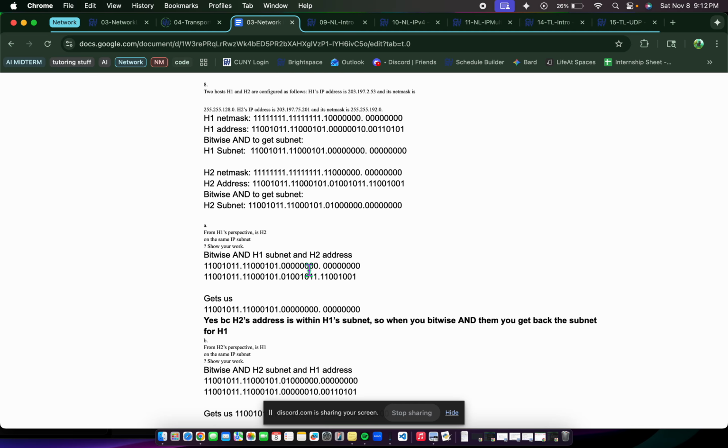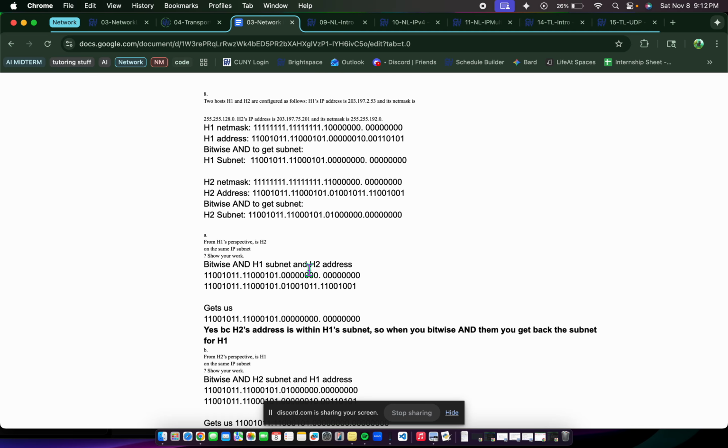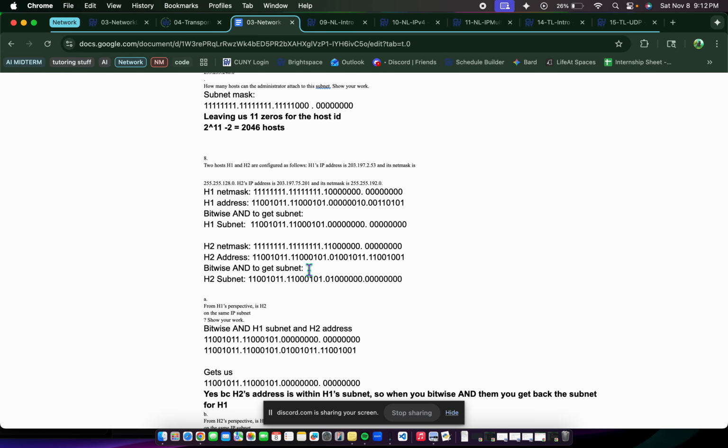All right, 8 is a question that's a little bit different, so let's do this one over here. We have two hosts, H1 and H2, configured as follows. H1's IP address is this, and its net mask is this. H2's IP address is this, and its net mask is this. So what we have to do here is, if we bitwise AND the net mask and the address, we get the subnet itself.